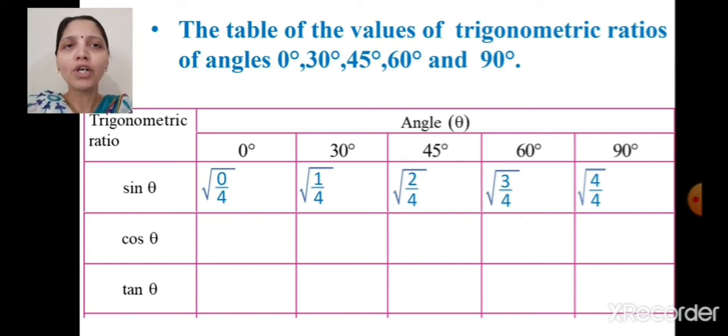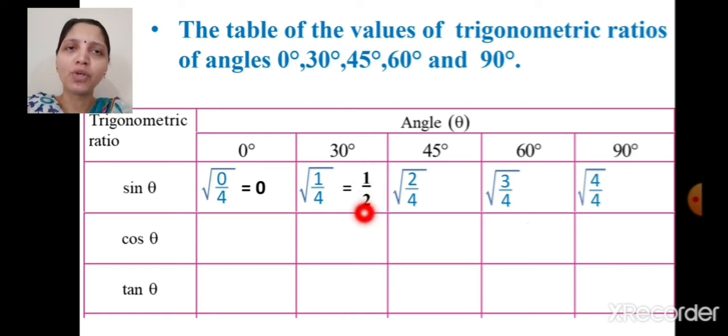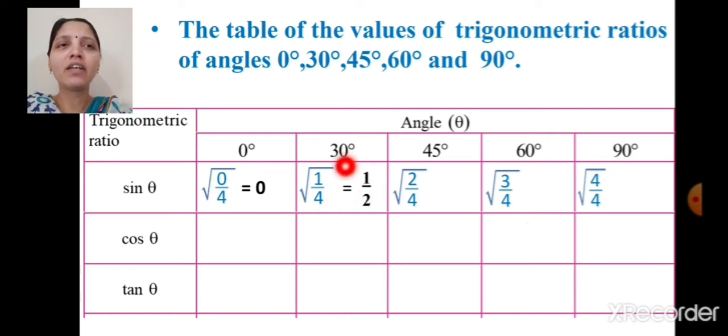Okay. So what you will get here? Square root of 0 upon 4: if you have 0 in the numerator, you will get the answer as 0. Okay. So here sin theta 0 value is 0. Then 1 upon 4. The square root of 1 is 1 and the square root of 4 is 2. So you will get here 1 upon 2. That means sin 30 degree value is half.